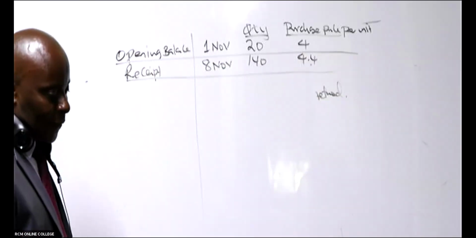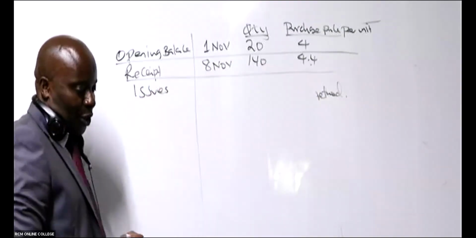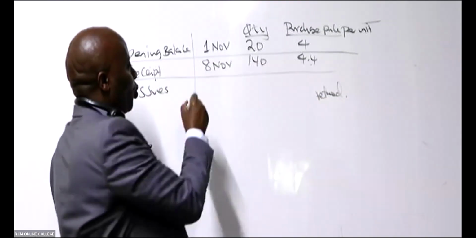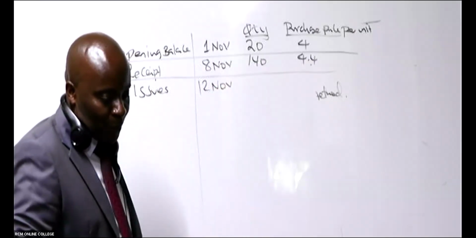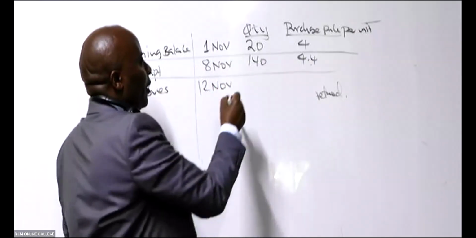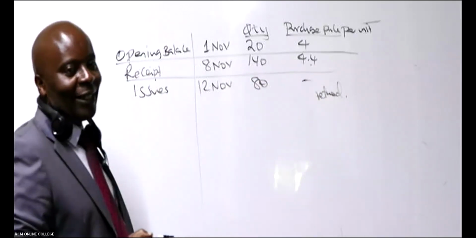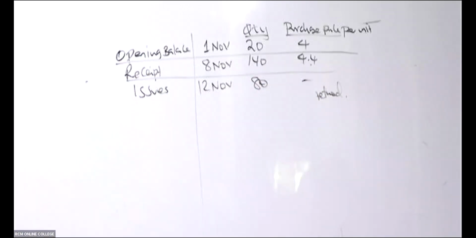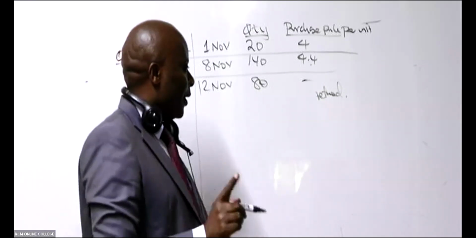Then we had issues. That was on the 12th of November. We issued 80. So whenever you're issuing, the purchase price cannot be given. And if it's given, it is irrelevant.